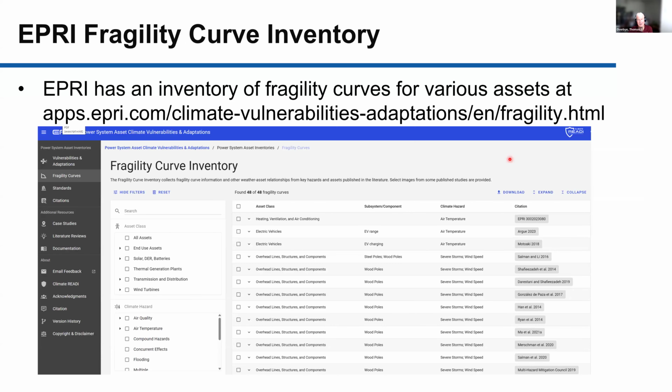If you want some additional data, EPRI's got a nice inventory of fragility curves. You can go out there and they list various fragility curves and then an associated citation, and you get more data on the curves from there. The takeaway from this is there's lots of different fragility curves in the literature. Of course, as you're applying it to your system, you have to modify the model. The model might just be a piecewise linear curve, and then you have to set those parameters depending upon your particular piece of equipment.